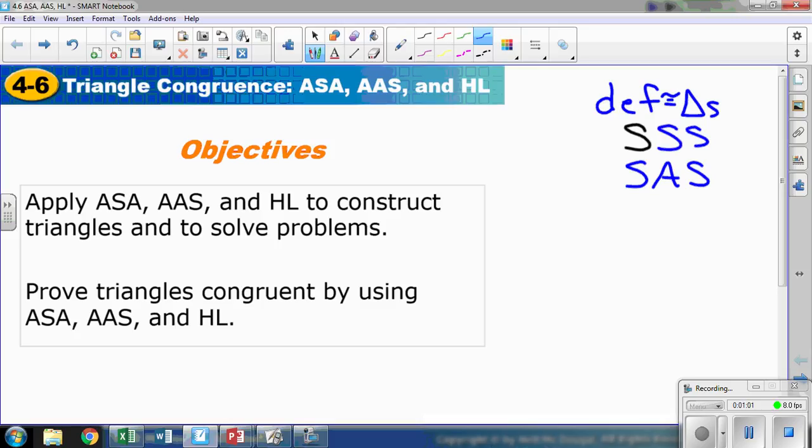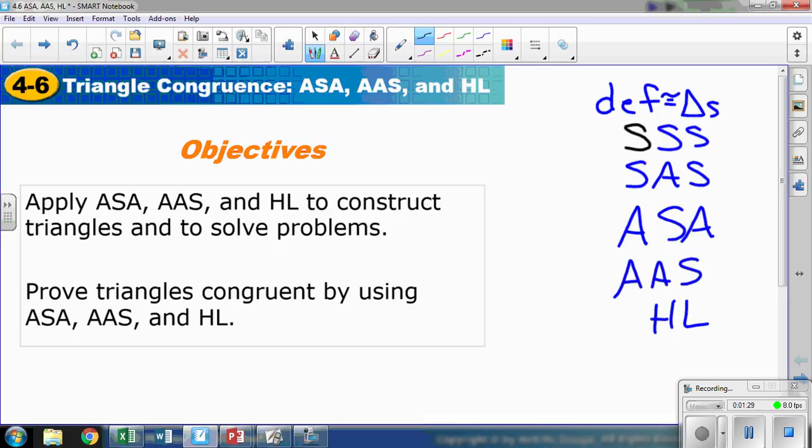Well, we've got 3 new tools that we're building today. We are going to see the angle side angle congruence theorem. We will see angle angle side, and we will also see hypotenuse leg. Again, these are just different checklists that you could use for any particular problem. These different checklists will tell you, are these triangles overall the same, yes or no?